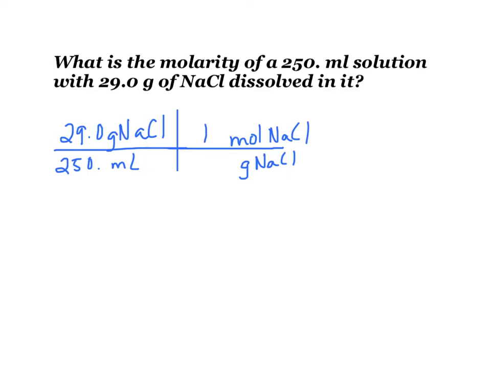And for every 1 mole, I have 58.44 grams of NaCl. That's from the periodic table, from the molar mass. Grams is gone, bye-bye. I'm left now on top with moles. If I were to stop right now, I would have moles of NaCl over milliliters. I don't want moles over milliliters, so this is kind of a weird thing. This is different than we've done before, but watch what's going to happen.